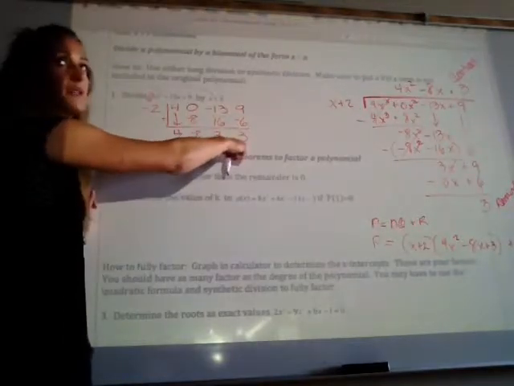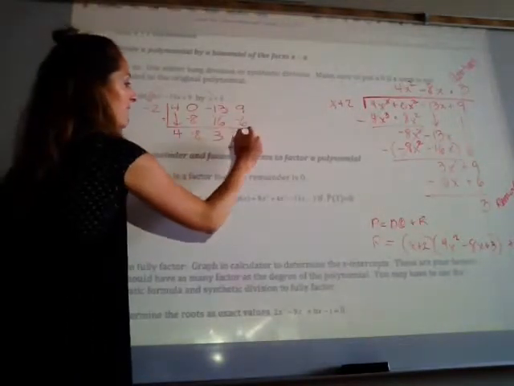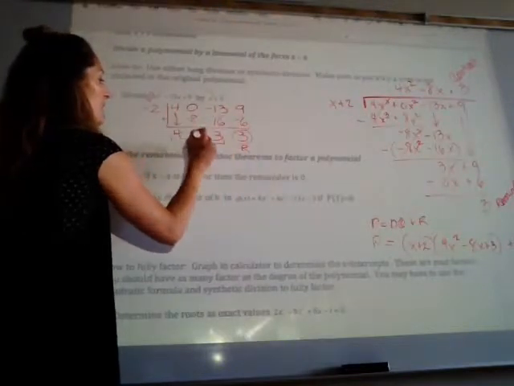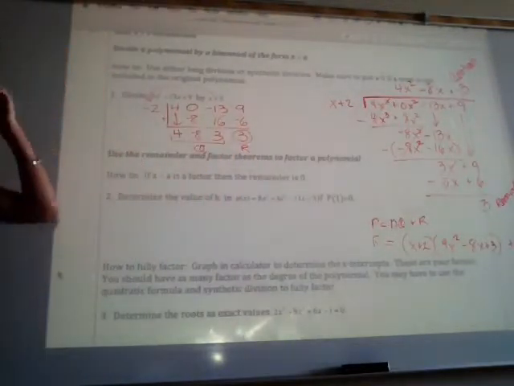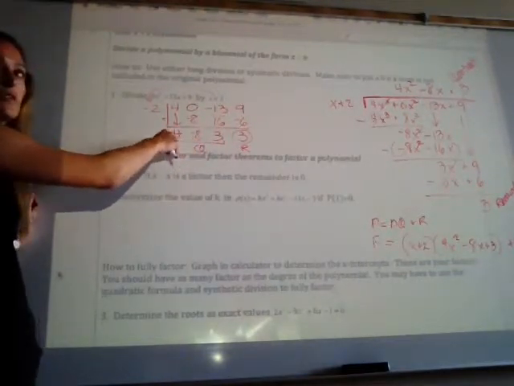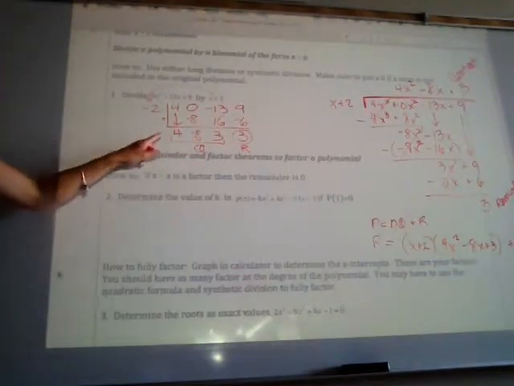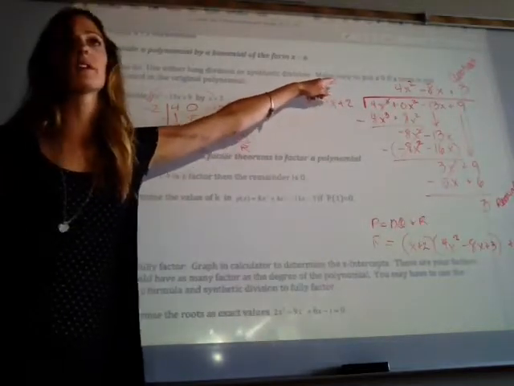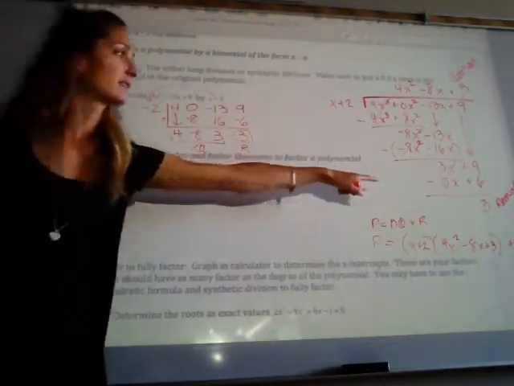Last digit is always what? Remainder. And this will be my quotient. Okay, starting at the constant, I have 3, negative 8x, and 4x squared. Does that look very similar to what we ended up with in the top there? Okay, the remainder was also the same.